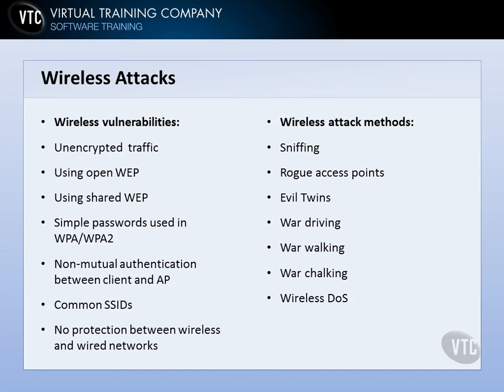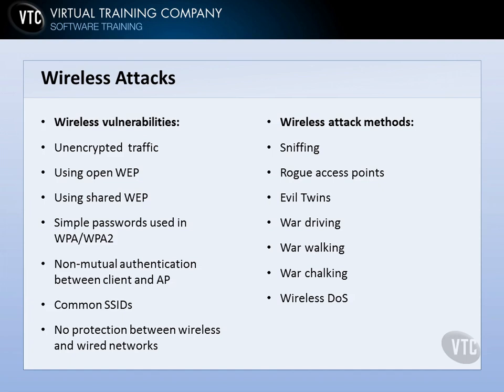Common SSIDs. Not changing them, so you have common SSIDs like Linksys or Netgear, and you have five of them in your neighborhood. You might not know which one to join as a client, so you join the one that doesn't require encryption, and you've joined the wrong one. Another is no protection between the wireless and wired networks, just allowing on the enterprise side for people to come into the wireless network and go ahead and join the wired network with no further authentication.